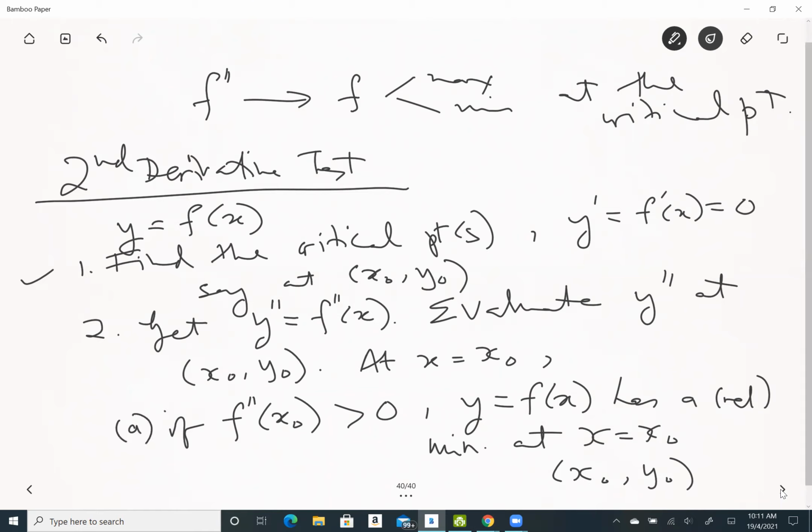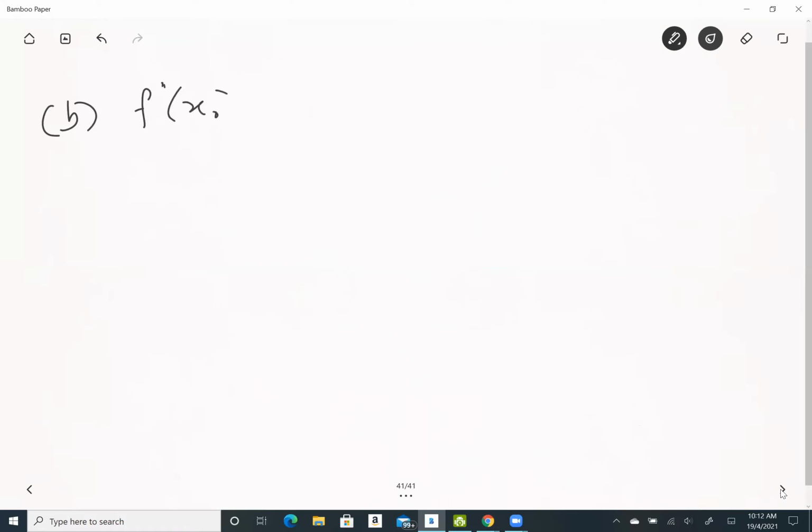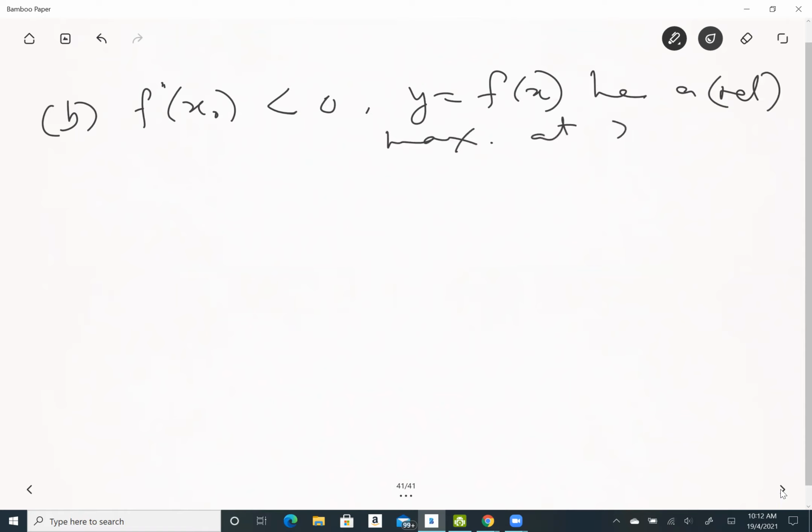Now, second possibility, you may have f double prime at x zero negative, less than zero. So what is our conclusion? The function has a relative maximum at x zero, y zero. So the critical point is a relative maximum for the function. So when f double prime is negative, you have a maximum at the critical point.